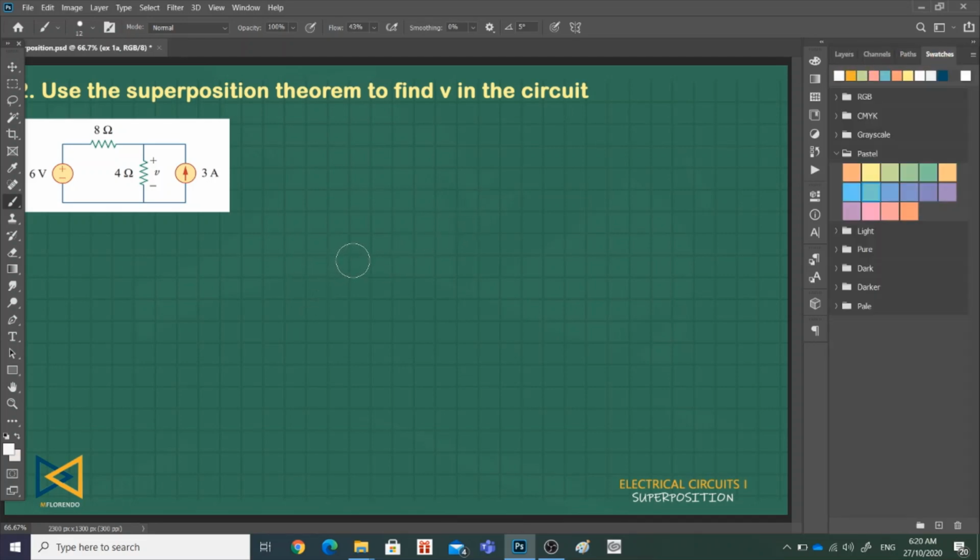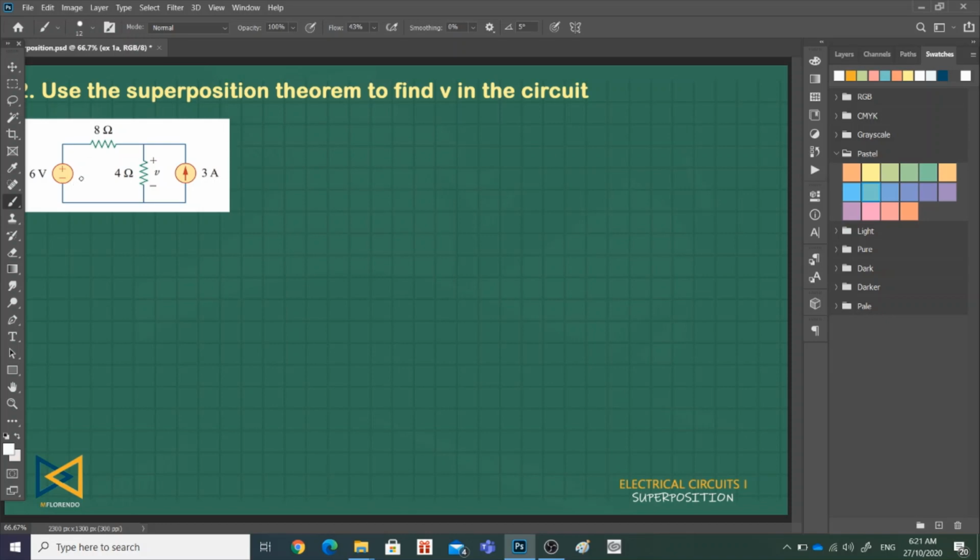Okay, so this is our first example. So we have to use superposition theorem to find V in the circuit. So ito yung hahanapin natin, V. So kung i-observe mo, again ha, yung superposition is applicable kung yung circuit natin ay merong two or more independent sources. So kung isa lang ang source, hindi na kailangan gumamit ng superposition. You can use the other methods of analysis sa circuit. Kapag two or more, we can use superposition theorem.